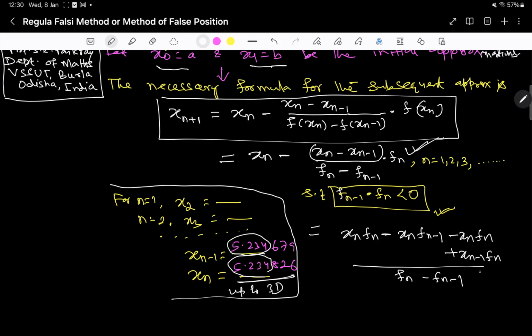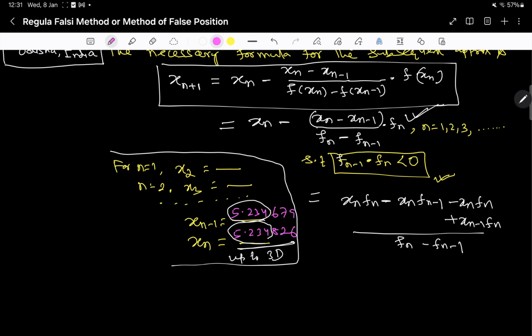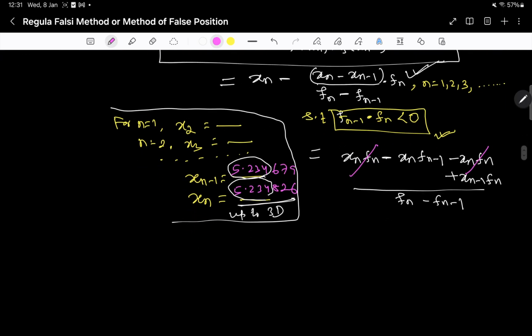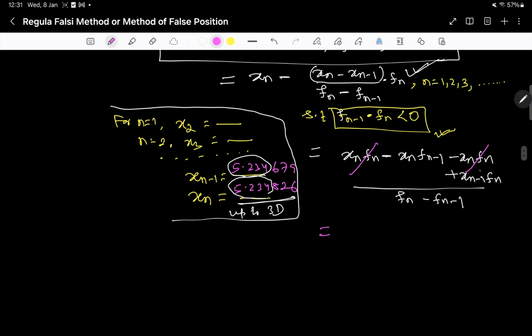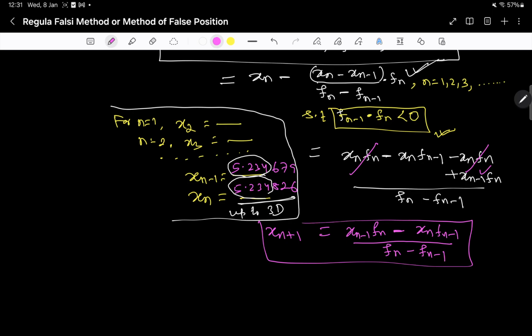Consequently, you see xn fn is cancelled. So what we are getting is x(n-1) fn minus xn f(n-1) divided by fn minus f(n-1). So this is my x(n+1). We simplified it to get this.